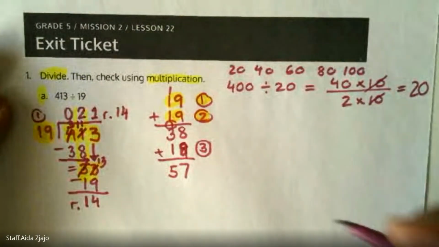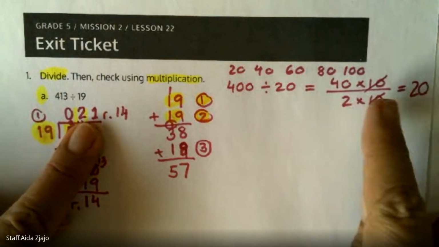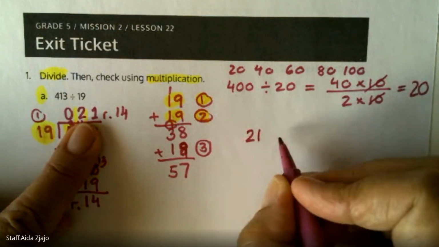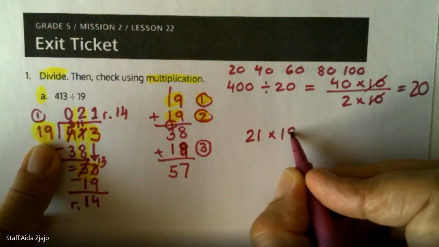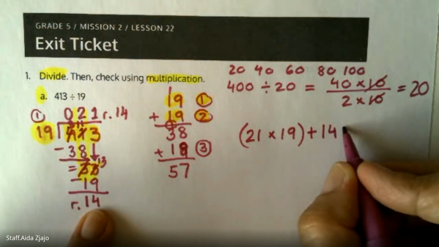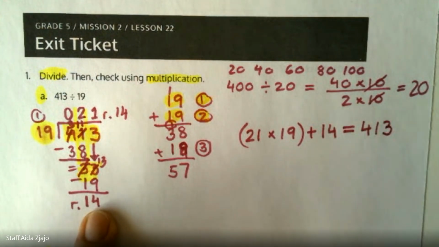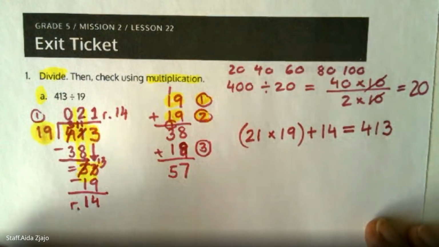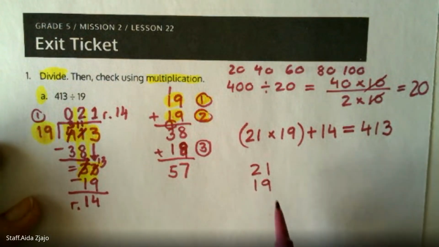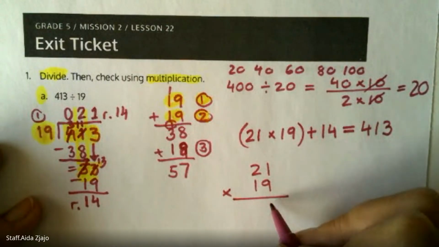How you're going to check with multiplication is 21 groups. You see, our guess was 20 groups, but the real answer was 21 groups of 19, and then plus 14 must be equal to 413. And which is the truth. So now let's see, 21 times 19. If we use the standard algorithm, 9 times 1 is 9.